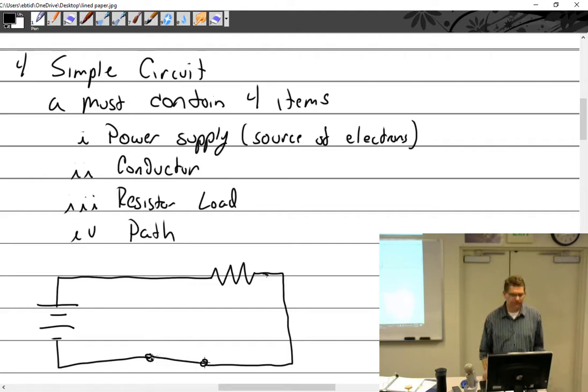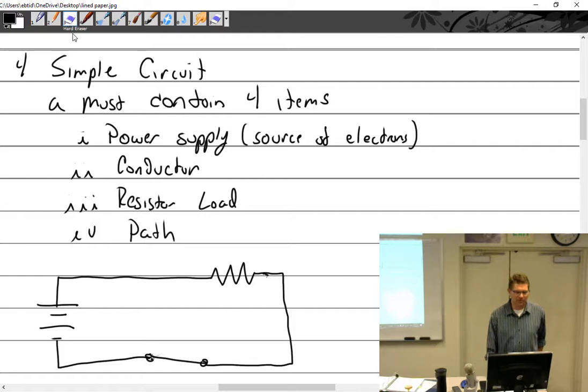Now I do. So if I remove the power supply, it becomes rather obvious why it doesn't work, because I don't have a source of electricity. If I remove a conductor, you can see that that's very obvious. I do not have a path, and if you don't have a path for electrons to flow, they don't flow.